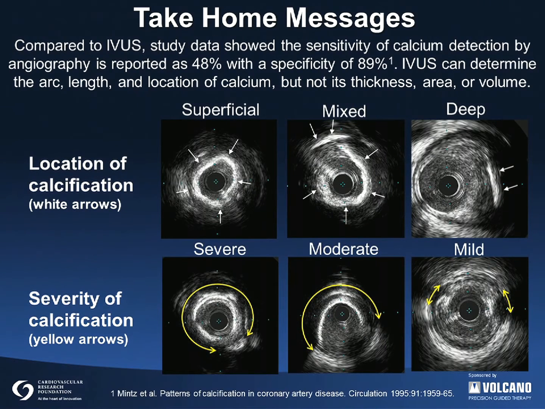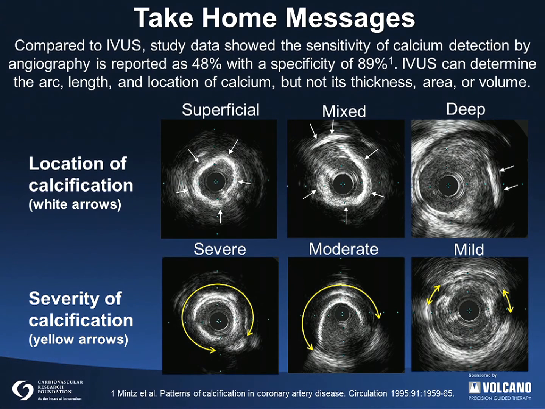Compared to IVUS, study data showed the sensitivity of calcium detection by angiography is reported as 48%, with a specificity of 89%. IVUS can also determine the location, arc, and length of calcium.